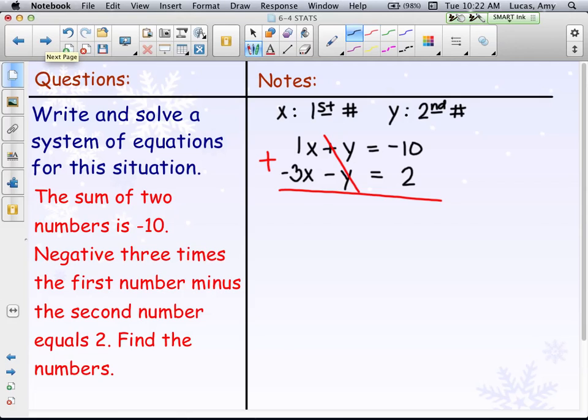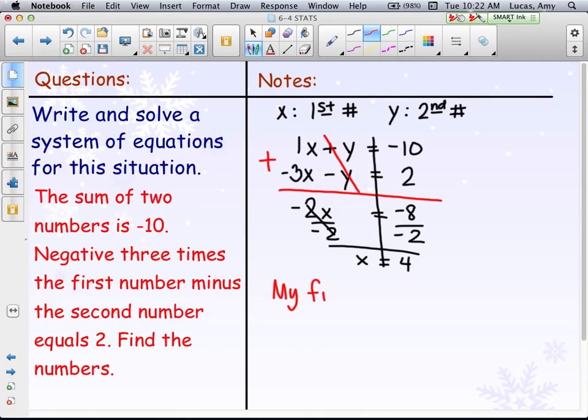So, if I put a 1 in front of my first x, 1x plus negative 3x is negative 2x, and negative 10 plus 2 is negative 8. Divide both sides by negative 2, and x equals 4. So, my first number is 4.